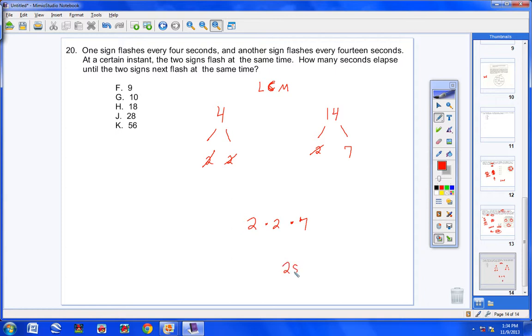So what that means is the least common multiple, or the smallest multiple, or the multiple that will happen the fastest, is 28. So this light's flashing every 4 seconds, this light's flashing every 14 seconds. The number that's going to come up the quickest that both 4 and 14 go into is 28. That's another way to do it also. Okay, hopefully that makes sense.